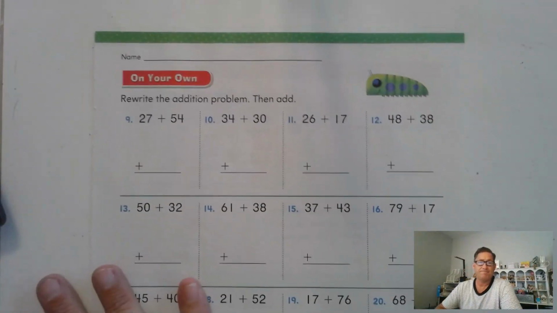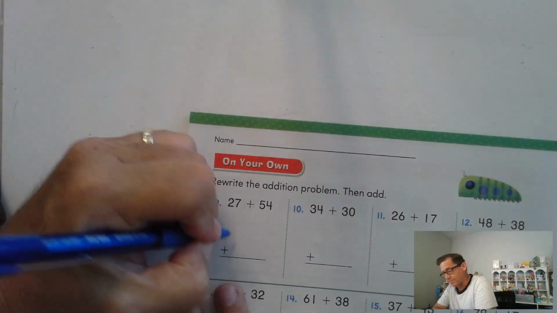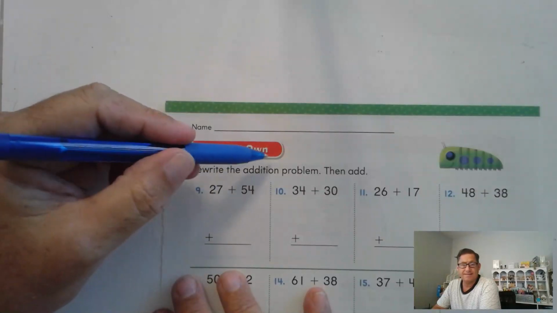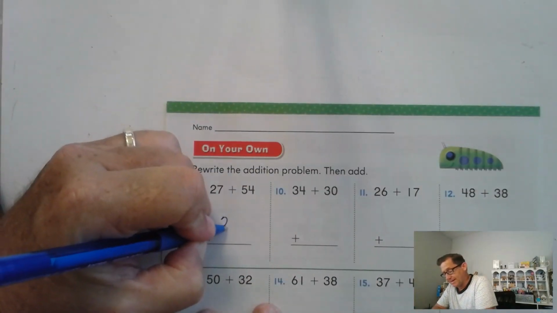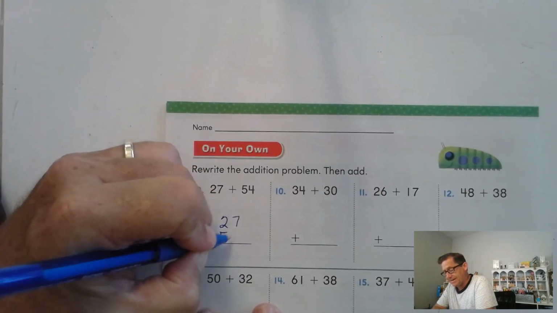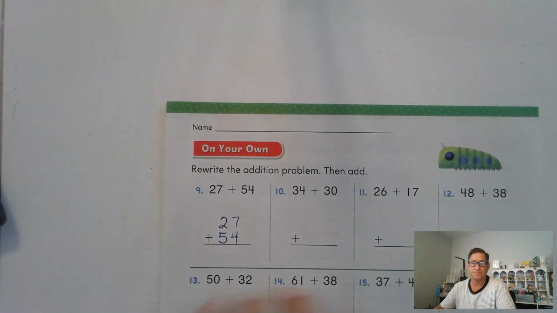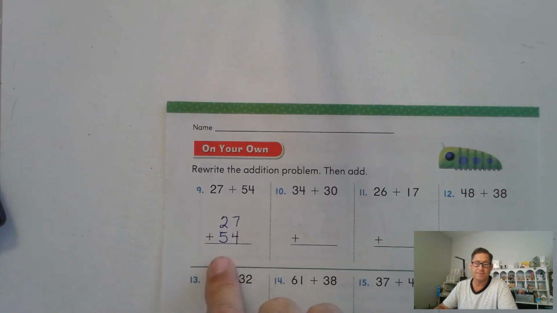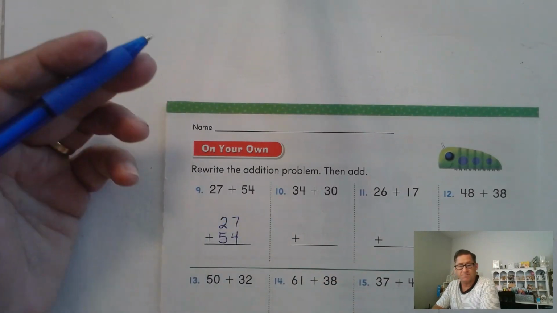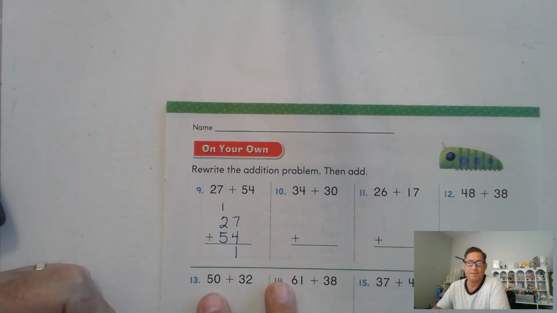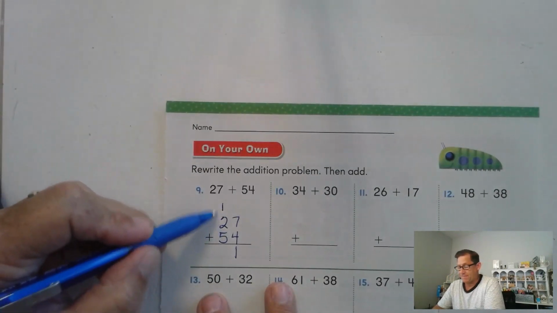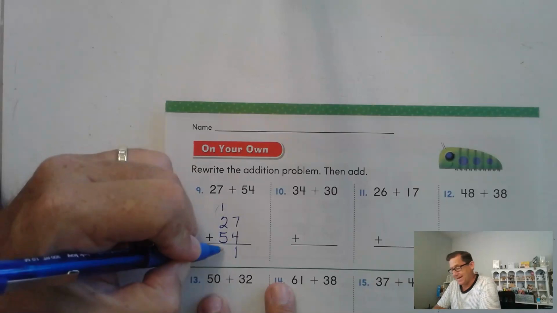More of the same, right? 27 plus 54. The directions say rewrite the addition problem, then add. Okay, so it's horizontal. We want to stack it vertically, lining up place value. Ones under the ones, tens under the tens. 7 plus 4 is 11. Regroup as 1 ten and 1 one. 5 plus 3 is 8.